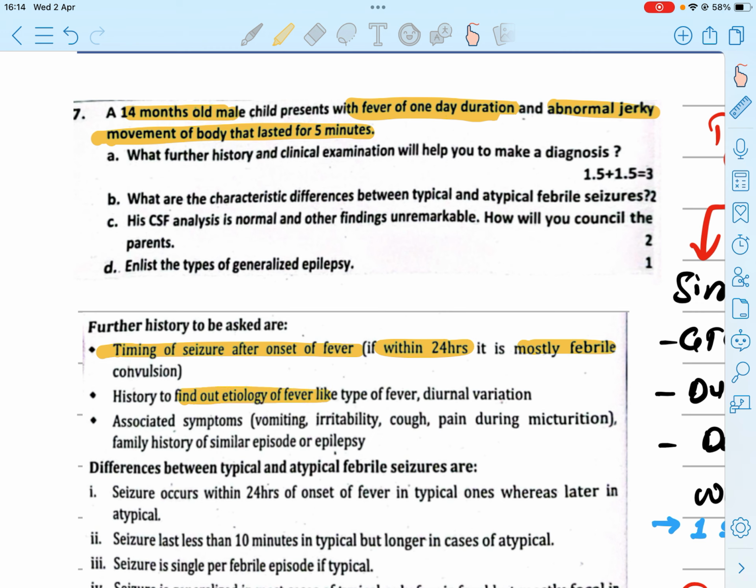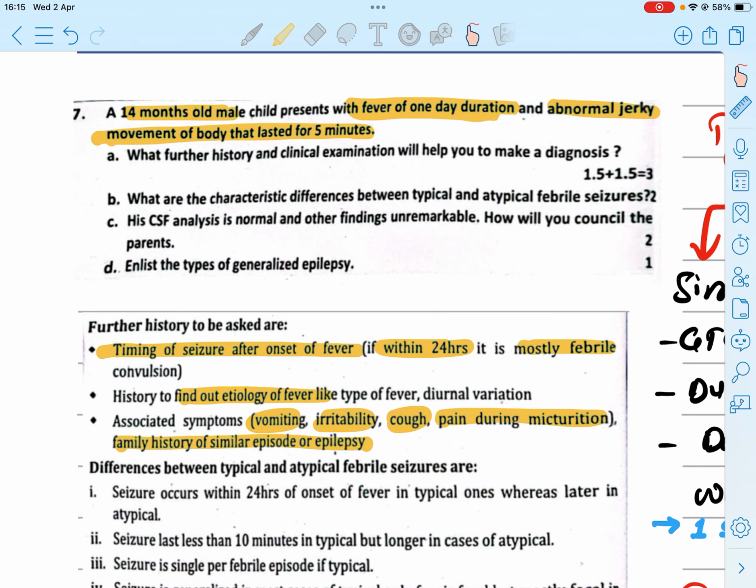It may be due to abdominal problems, GIT infections, UTI infections, meningeal problems, meningitis. And we will ask other associated symptoms like vomiting, irritability, cough to rule out pulmonary infections, pain during micturition to rule out UTI, and family history of similar episodes of epilepsy.